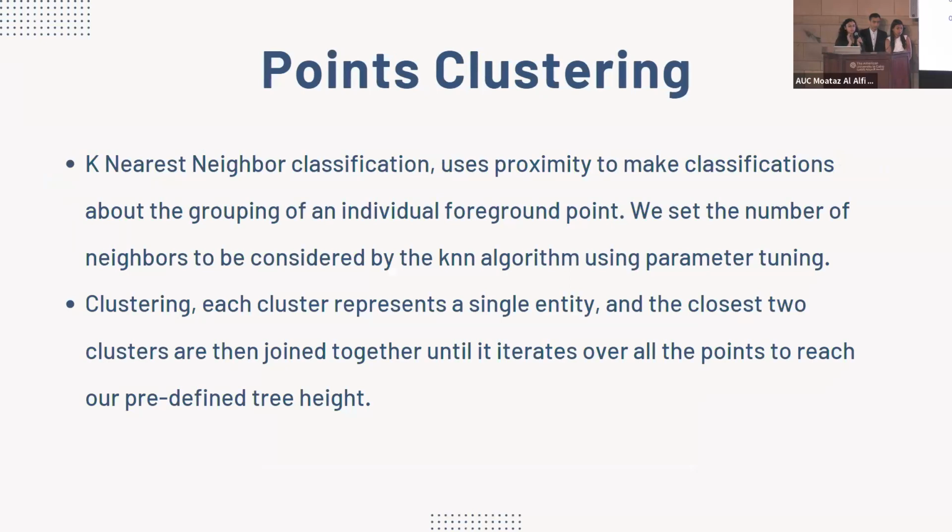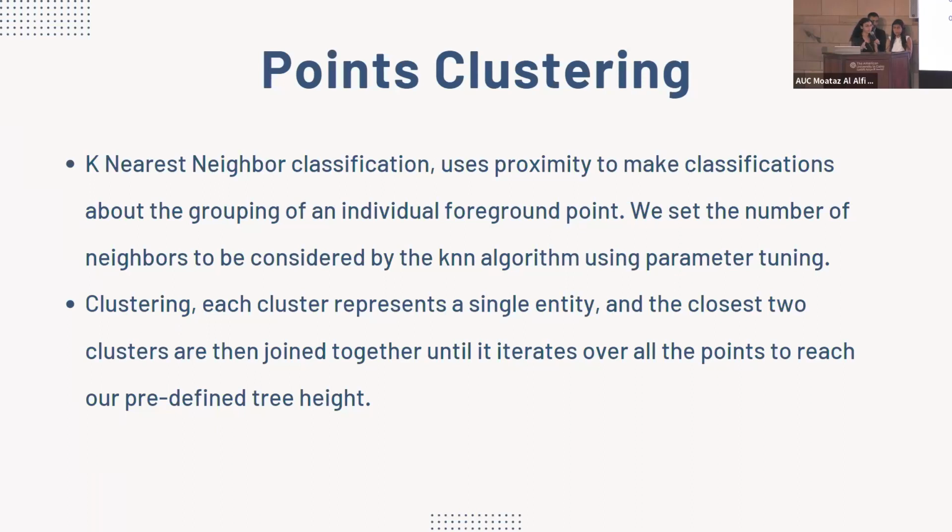Next, we implemented a k-nearest neighbor classification where we set the number of neighbors to be considered by the KNN algorithm using parameter tuning. And this uses proximity and similarity to make classifications about the grouping of an individual foreground point to another individual foreground point. Then we implemented clustering, where each cluster of the foreground point represents a single entity at first, and then the closest two clusters are joined together until it iterates over all the foreground points to reach our predefined tree height. Why did we do these two points? First of all, the classification helps in time because it's very fast to process a group of coordinates, not each coordinate itself, and it's very accurate in terms of the results.